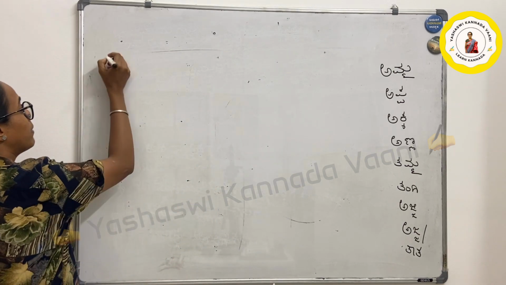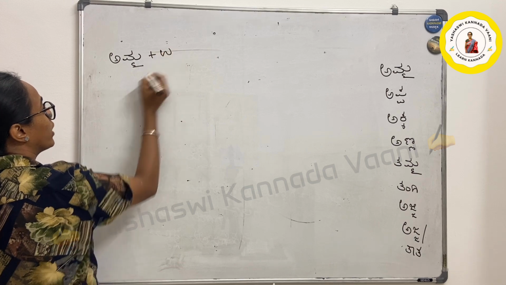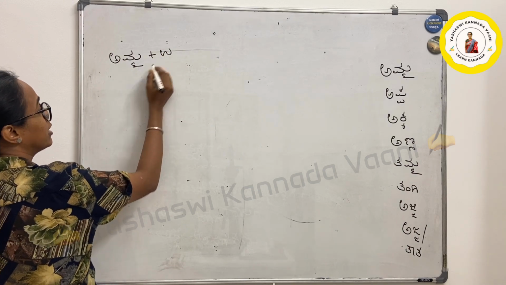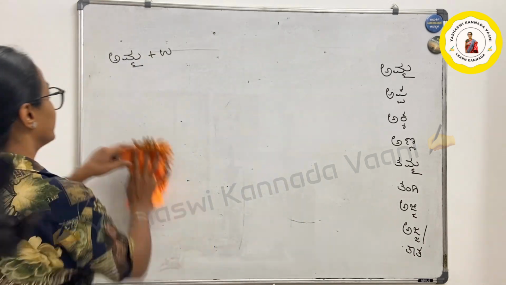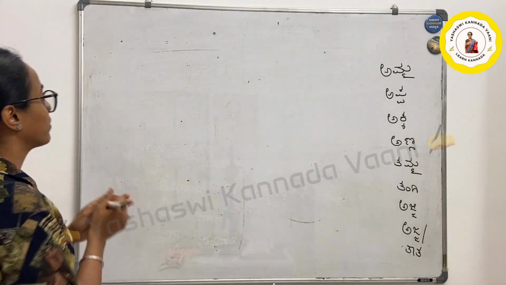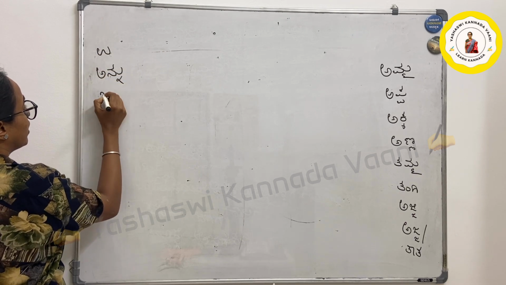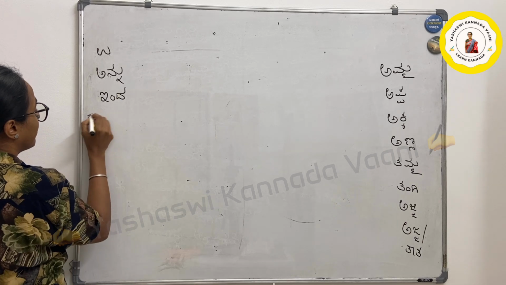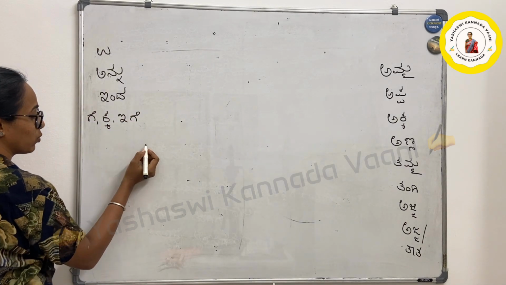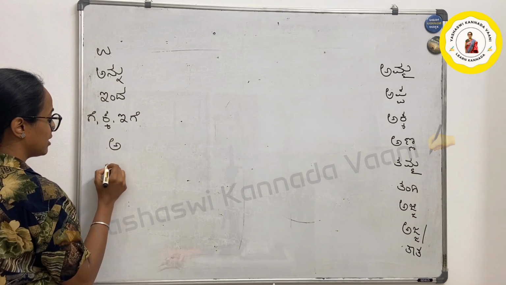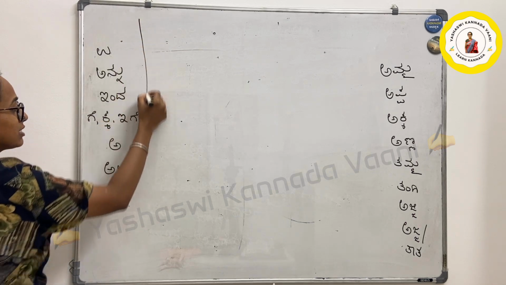So for the word amma, if I add the vibhakthi, what does it become? That is what we are going to learn now. I'll make a different column here. First, the forms: u, annu, inda, then ge, ke, ige. I'll leave the fifth one, then I'll go with the sixth, the seventh one is ali. I'm skipping the fifth and the eighth. So my first word is amma.